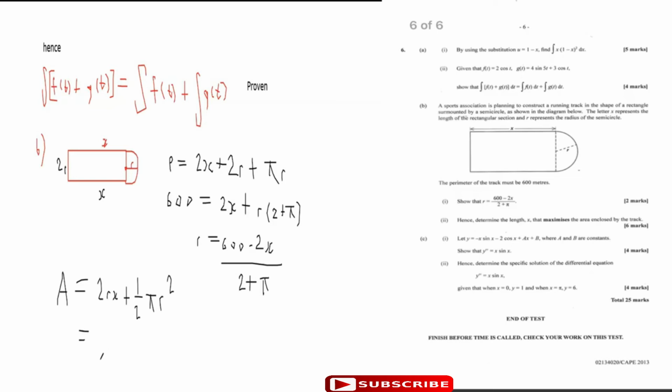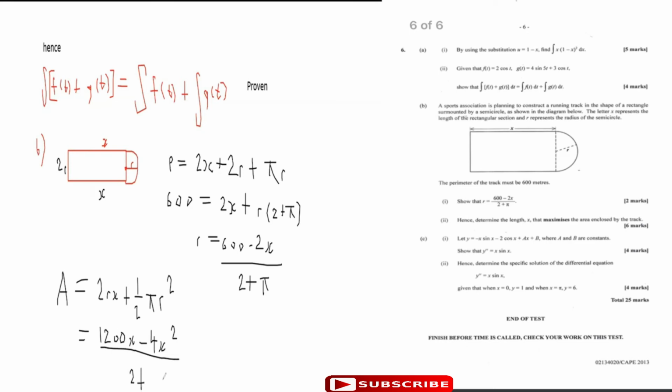Nice. So that's the area, and next thing I'm going to do is substitute for r: 600 minus 2x over 2 plus pi. That's dangerous. So substituting for r, I'm going to get 2 times x times 600, which is 1200x, minus 2x times 2x, which becomes 4x squared, over 2 plus pi.